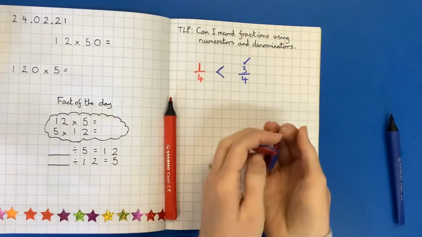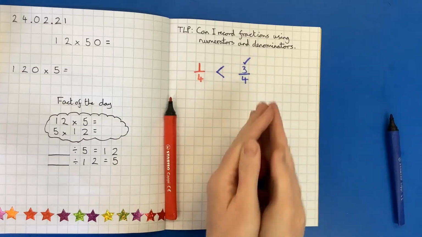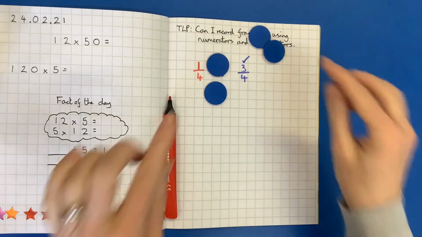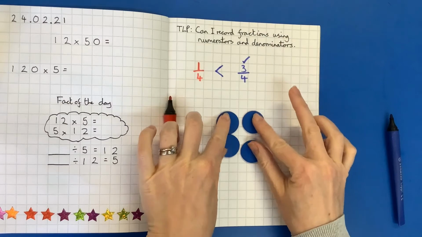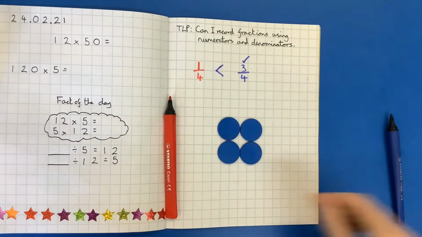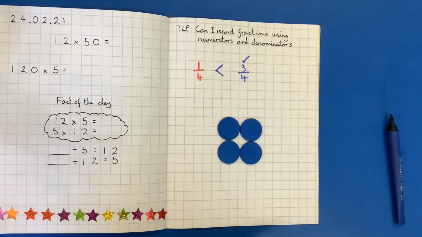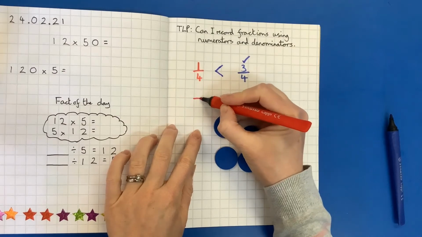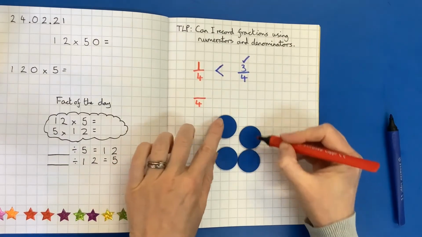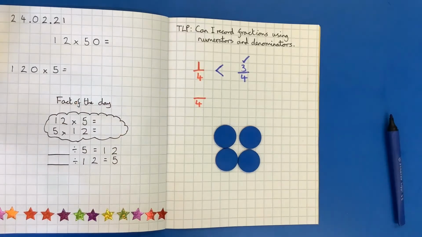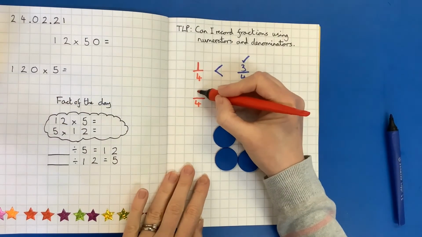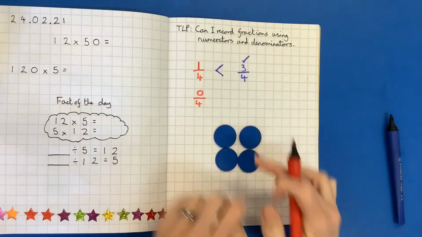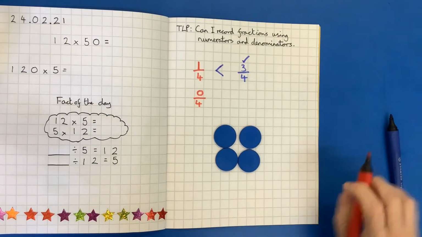Right, throw up in the air again. Ah, now blue is definitely the winner this time, isn't it? Okay, so the challenge is, how are we going to write the red fraction? Okay, now we know that the denominator is still 4. There are still 4 altogether, but how many are red? That's right, it's 0. So there are 0/4 that are red.